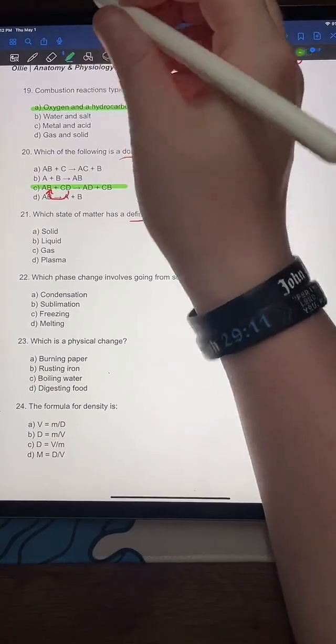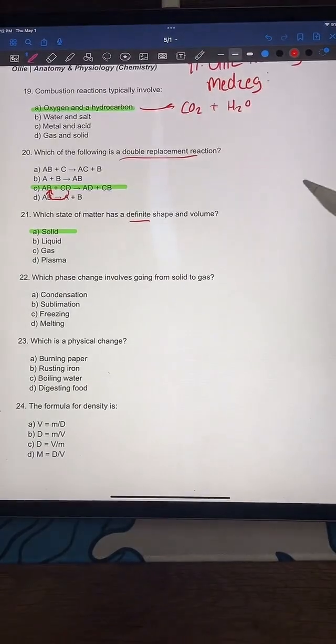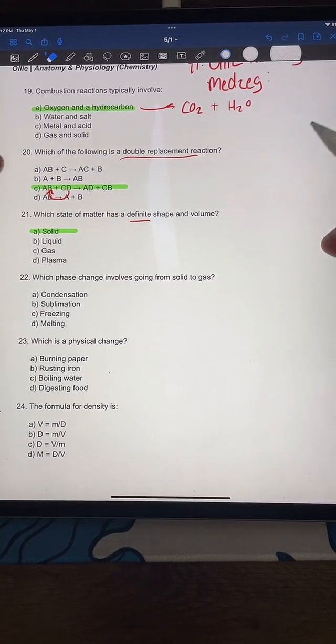Number 21, the answer is A. It is a solid. What app am I using? I'm using GoodNotes. If I miss a question, I apologize. Feel free to put it back in. Sometimes I just miss things when I write on my screen.